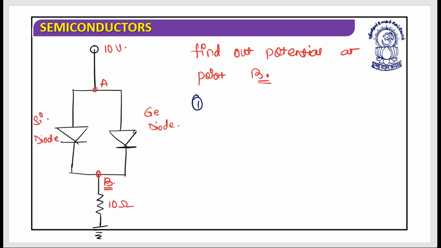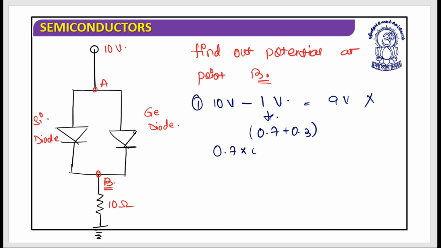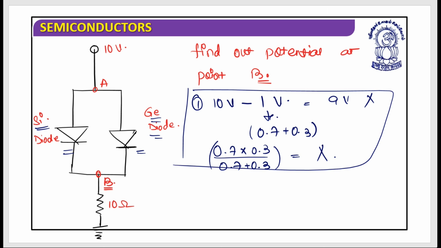If you are thinking that it is 10 volt minus 1 volt, where 1 volt is 0.7 plus 0.3, which equals 9 volt, then you are absolutely incorrect. This is not going to work. Even if you are thinking it's 0.7 into 0.3 divided by 0.7 plus 0.3, because it's a parallel combination of two batteries, first thing must be clear that they are practical diodes, so knee voltage would always be there. Even this is not going to work, so please don't do this. These are all options which are not correct.